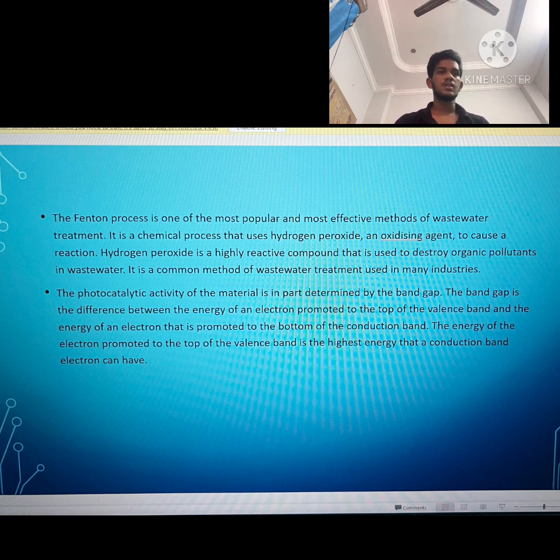The photocatalytic activity of the material is in part determined by the band gap. The band gap is the difference between the energy of an electron promoted to the top of the valence band and the energy of the electron that is promoted to the bottom of the conduction band. The energy of the electron promoted to the top of the valence band is the highest energy that a conduction band cannot have.